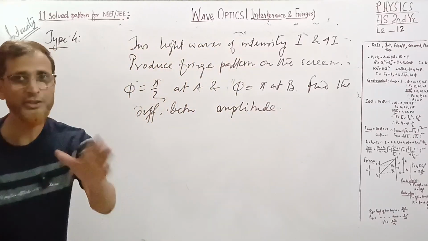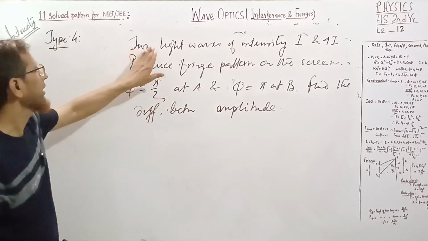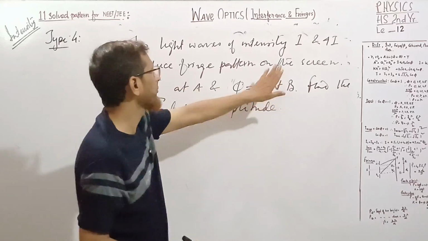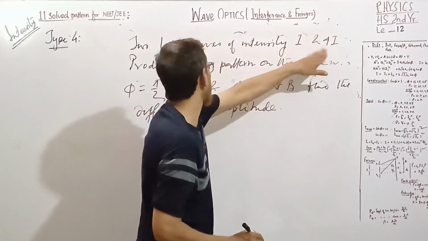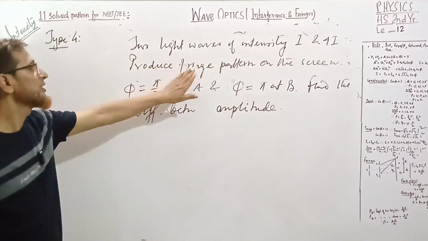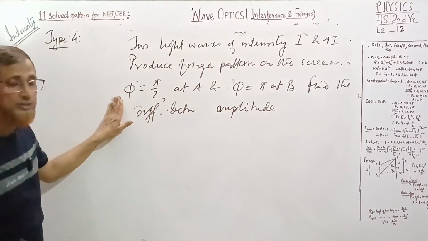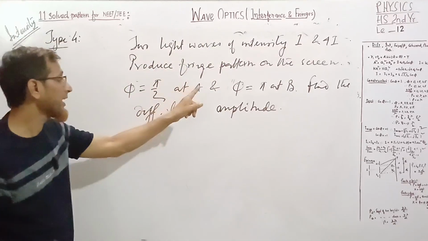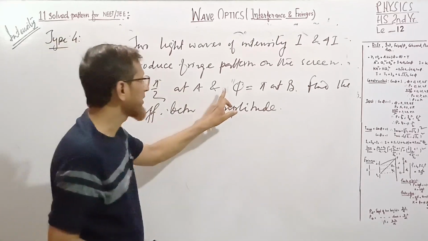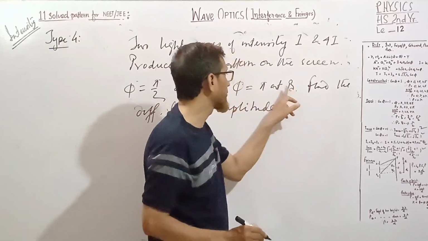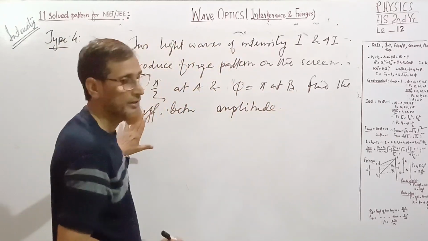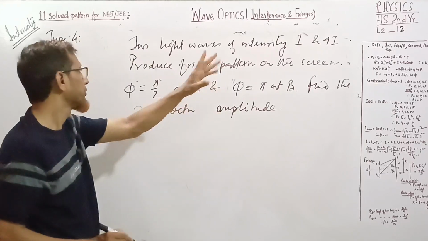The question is again, just please go through the question. The light waves of two lights, with intensities one of I and the other of 4I, produce a fringe on the screen. The phase difference at point A is equal to pi by 2, and the phase difference at point B is equal to pi. Find the difference in the intensity of the two waves.